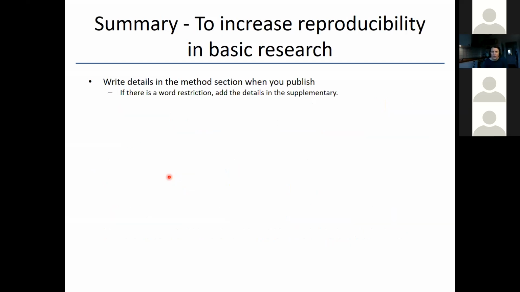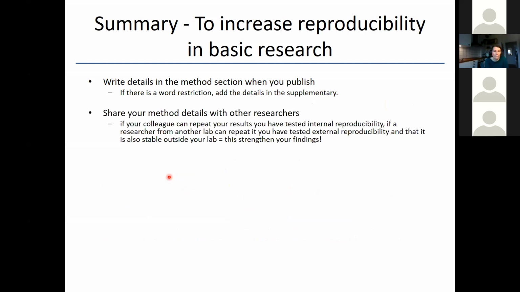So in summary, to increase reproducibility in basic research, write the details in the method section when you publish. And if there is a word restriction, you can always add the details to the supplementary, where you can have a much bigger and more detailed method section. Share your method details with other researchers, because if a colleague can repeat your results, you have tested internal reproducibility. If a researcher from another lab can repeat, you have tested external reproducibility. And this is only strengthening your findings. This is good for you. This means that what you're finding is true.